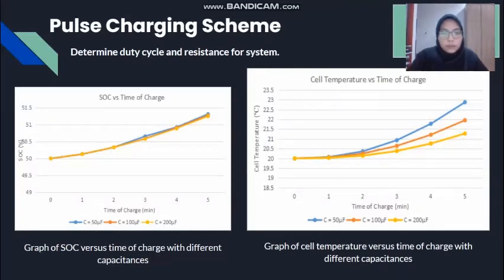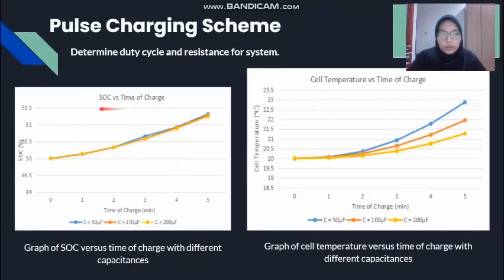Next, the same procedure as the boost charging scheme with CCCV concept is used for this fast charging scheme, which is, before we run the charging scheme circuit, the value of the capacitor needs to be determined. The circuit was simulated with different values of capacitance, which are 50 microfarad, 100 microfarad, and 200 microfarad.